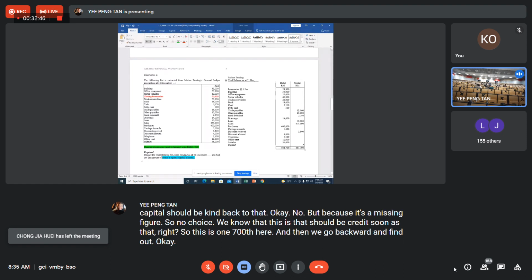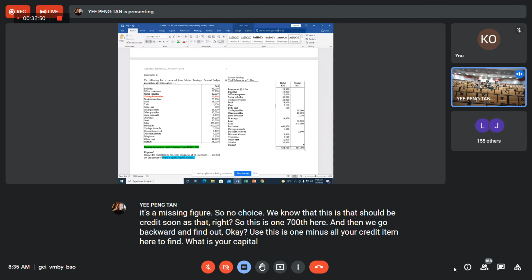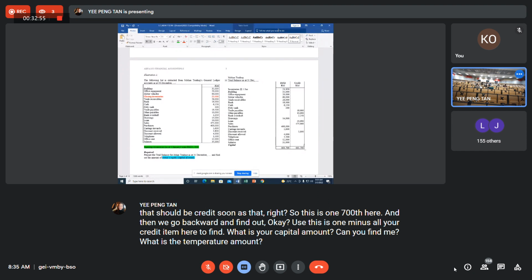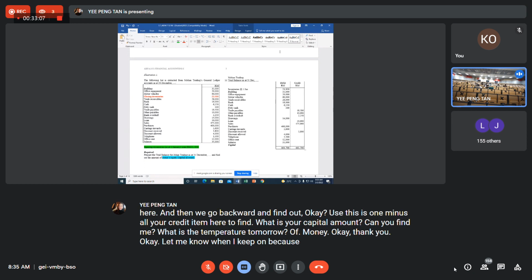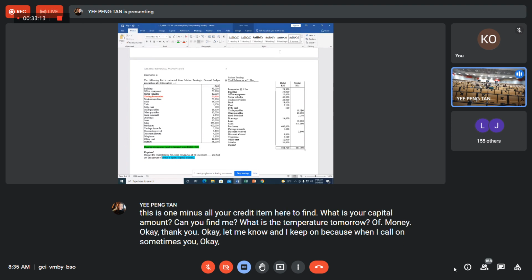Use this 661,700 minus all your credit items here to find out what your capital amount is. Can you find me the capital amount? Actually, your trade payables is 18,000. Which one? Oh, this one, 18,500. Okay, thank you. Let me know when I key in a wrong figure, because when I call out the total, sometimes I key in a wrong figure. So what is your capital amount?